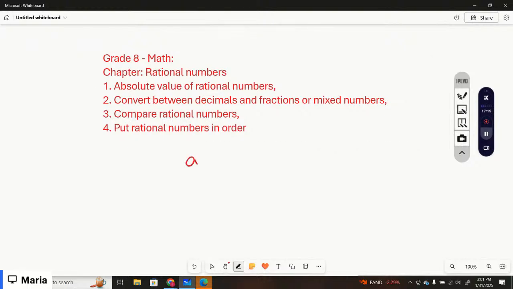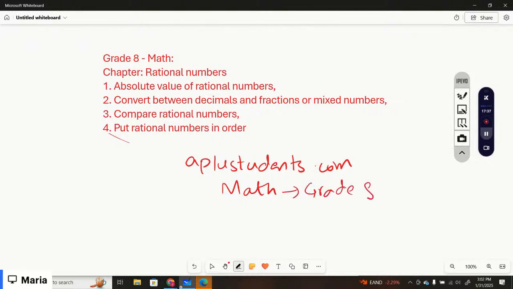You can find all the lessons on aplusstudents.com. You have to log in there using your email address and password as provided by the administrator. Then you have to select math from the subject tab. Scroll down to grade 8 math and then click on view all lessons. There you can find a list of the chapters. We're going to start with the chapter rational numbers.